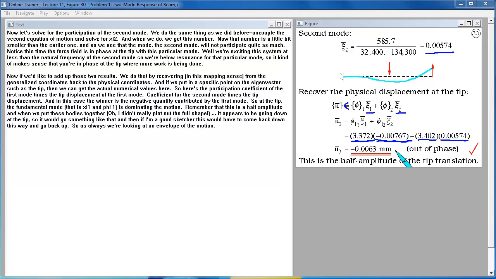So at the tip, the fundamental mode, that is C1 and Phi1, is dominating the motion. Remember that this is a half amplitude, and when we put these bodies together, I didn't really plot out the full shape, but it appears to be going down at the tip, so it would go something like that. And then if I'm a good sketcher, this would have to come back down this way and go back up. So as always, we're looking at an envelope of the motion.